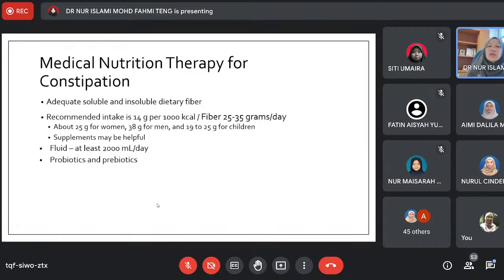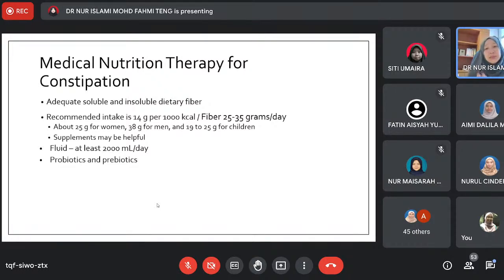So for soluble fiber, we can suggest oat bran, barley, nuts, beans, lentils, some fruits and vegetables. While for insoluble fiber, they can take wheat bran, vegetables, whole grain. So most kinds of fiber are important. We can recommend an intake of 14 gram per 1,000 kilocalorie, or fiber about 25 to 35 gram per day. For fluid, we suggest at least 2,000 mL per day.